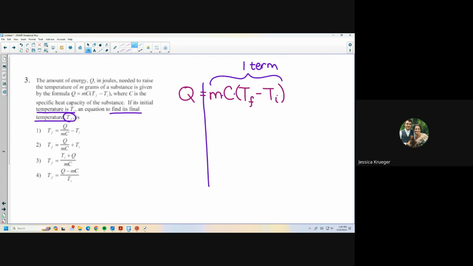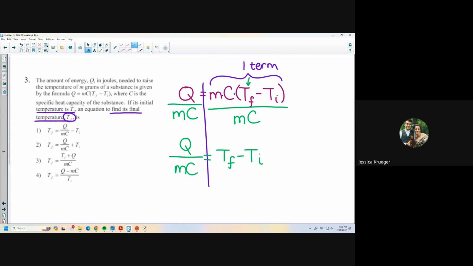So if I'm trying to isolate T sub F, think about what your first step might be. I'm going to get rid of the M and the C in one step. So that gives me Q over MC. See if you can figure out what's left on the right. Hopefully you recognized it's T sub F minus T sub I.